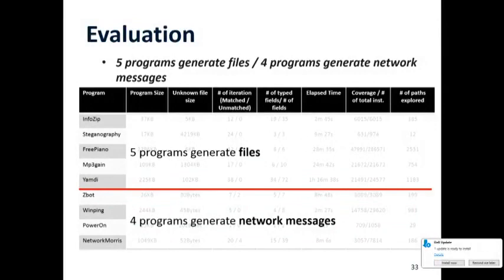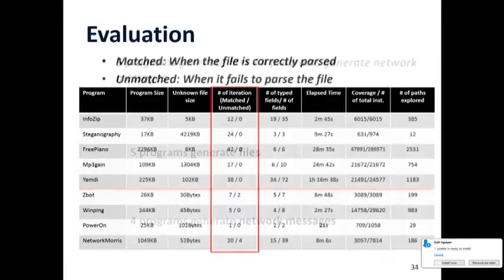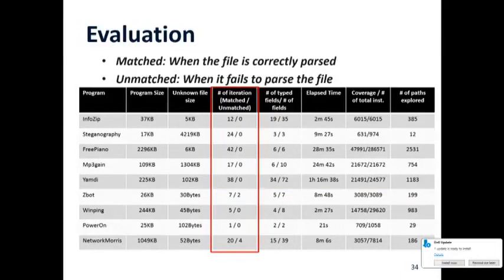Now I'm going to show how we evaluate the P2C programs. We have evaluated this system with 9 programs. 5 programs generate files, and 4 programs generate network messages. As you can see, the program size varies from really small to a little bit large, like 2 megabytes. This program size does not include all the dynamic library code, so when it loads into memory, it is way bigger than this. And the unknown file size we want to analyze varies from a few bytes to a few megabytes.